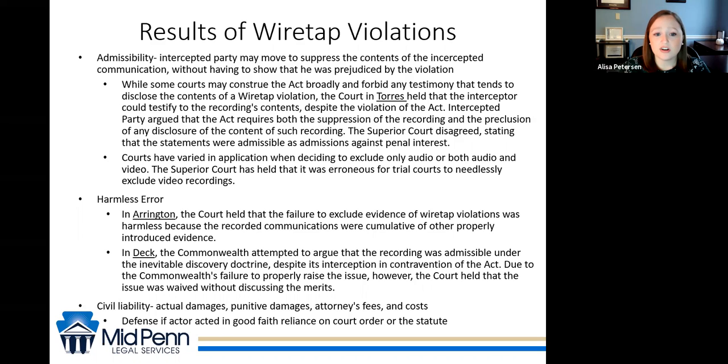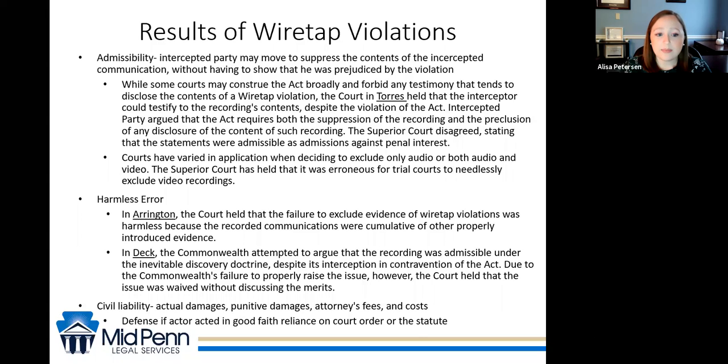The intercepted party argued that the act requires both the suppression of the recording and preclusion of any disclosure of the content of such recording. The Superior Court disagreed, stating that the statements were admissible as admissions against penal interest. Courts have varied in application when deciding to exclude only audio or both audio and video. However, it's important to note the Superior Court has held that it was erroneous for trial courts to needlessly exclude video recordings. So if the video is really not shining any light on the audio portion and the trial court still decides to exclude it, that should be appealable to the Superior Court.